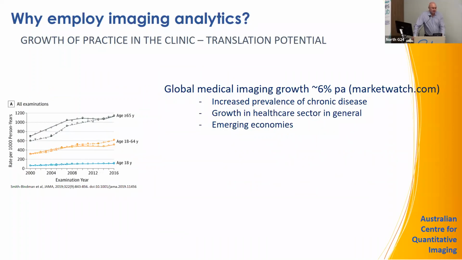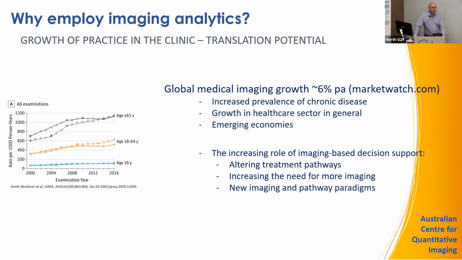Another reason to employ it is because this is a rapidly growing area. So there's about a 6% per annum growth in just the imaging field. But if we add the analytics side onto that, we're looking at new pathways, new treatment pathways emerge, and more demand for imaging in different ways. And that's, of course, going to drive that growth even further.